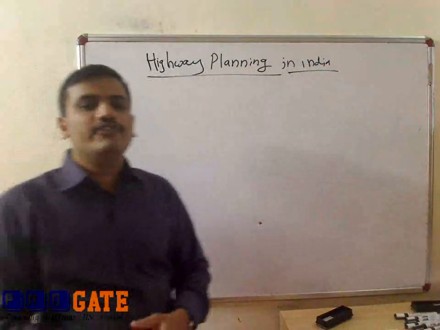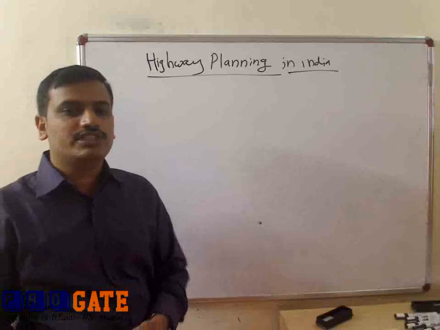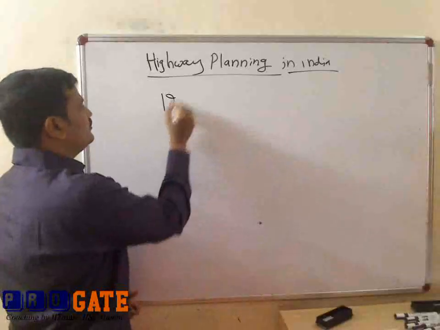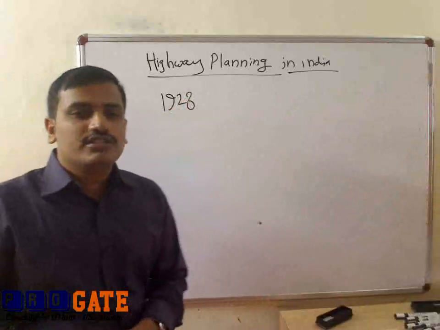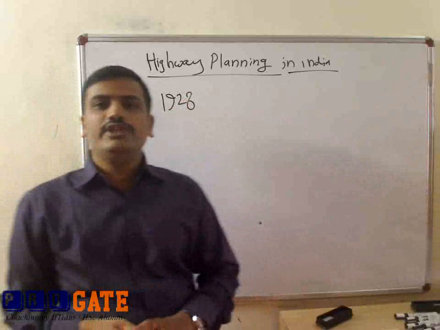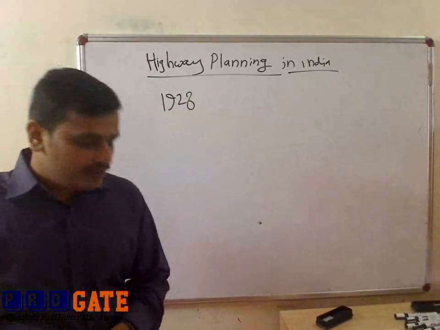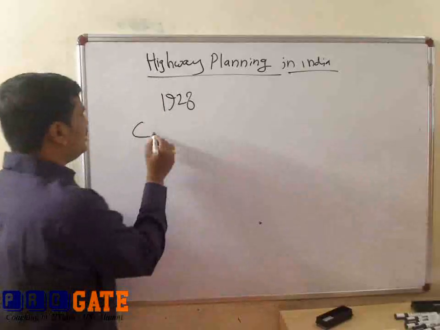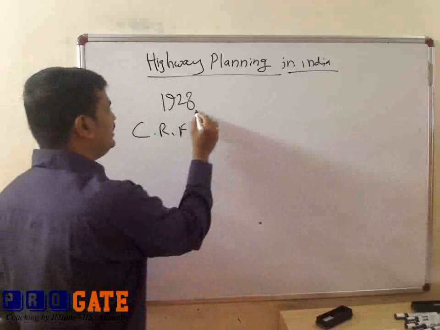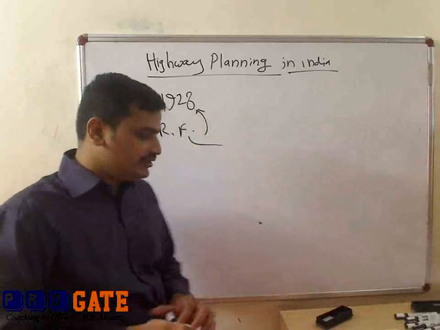In India, highway planning started in 1928 with the recommendation of the Jayakar Committee. The Jayakar Committee said Indian highways should be researched and then constructed with funding from the Central Road Fund. The CRF was created in 1928 to raise funds for highway development.